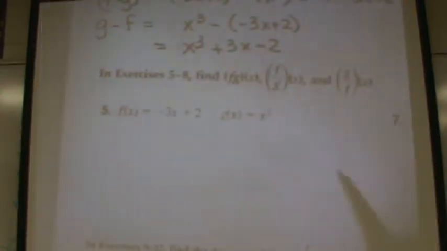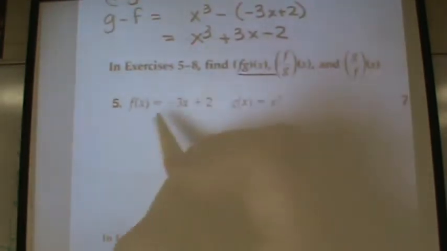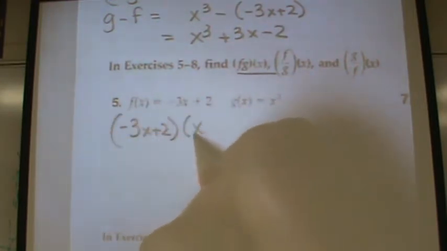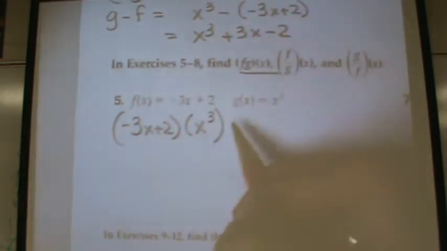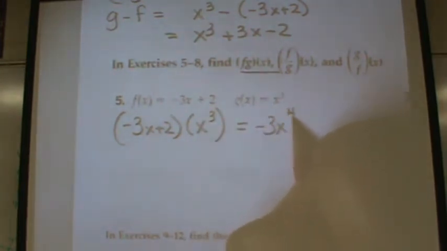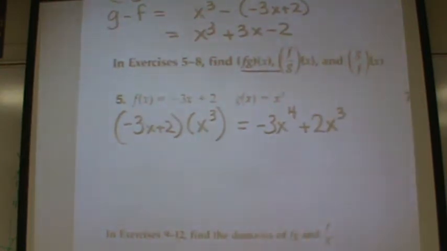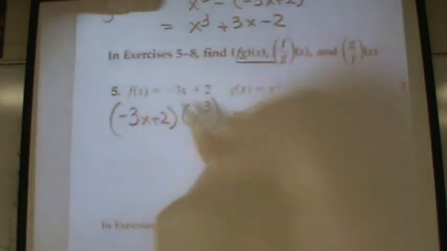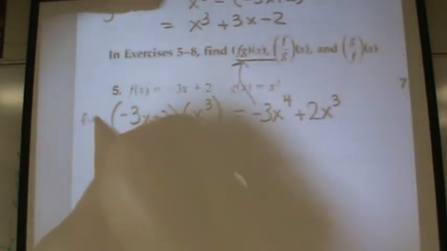Number 5, we want the product and the quotient of these. So f times g would be negative 3x plus 2 times x cubed. So if you distribute, you get negative 3x to the 4th power plus 2x cubed. Now, this is the answer to the first one. This is f times g.